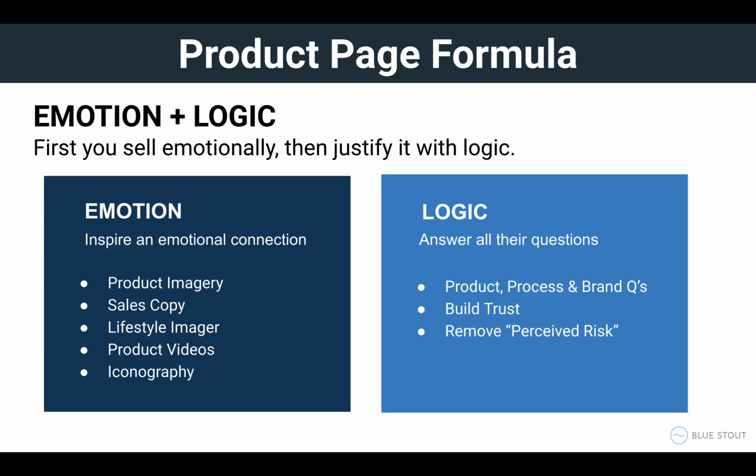So you have to anticipate all of the logic questions somebody is going to ask. And then you need to systematically answer them in a way that's actually going to push them towards a purchase versus pushing them away from a purchase. And so the three things we need to be looking at to help satisfy this logic side of the equation is, first off, what are all the questions that somebody's going to have about either the product, the process, or the brand. And what I mean by that is you're going to ask questions.